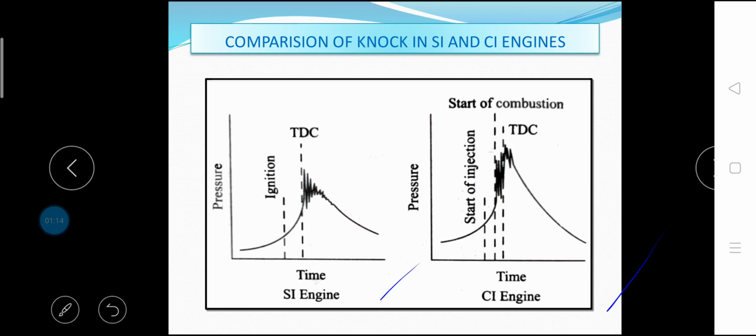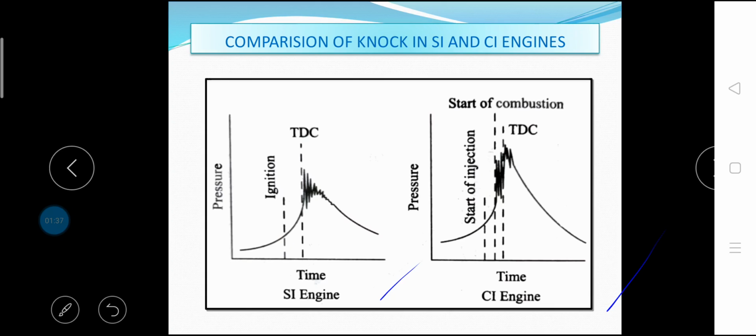Thus, when the audible noise becomes severe and causes heavy vibrations in the engine, it is said that the engine is knocking. Therefore, it is also a matter of judgment. A definite demarcation between normal combustion and knocking combustion is very difficult. The rate of pressure rise may be as high as 10 bar per degree crank rotation in CI engines.